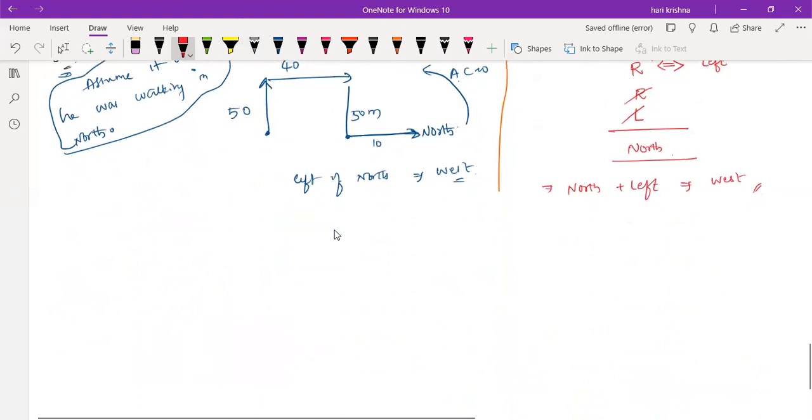In the same way, initially the person is walking in some other direction. Then he took a left turn after walking 10 meters. And again he took a right turn after walking 50 meters. Then afterwards he took a left turn. Okay. So finally he is walking in the south direction. Then what was the initial direction?